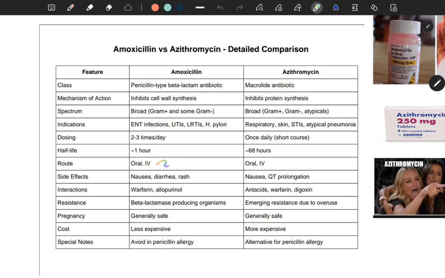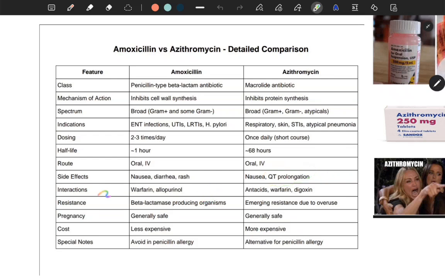As we see, both can be given oral or IV. Side effects: nausea, diarrhea, rash. Now here comes the part for azithromycin: QT prolongation, but this is very rare, mostly in people who already have some kind of cardiac abnormalities, and these people are either of very old age. Only in them do you see the QT prolongation.